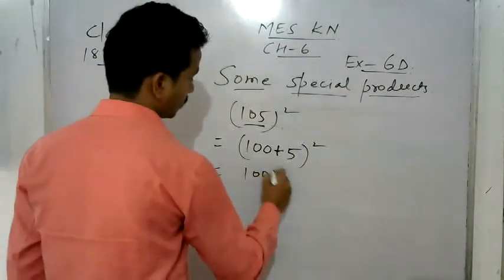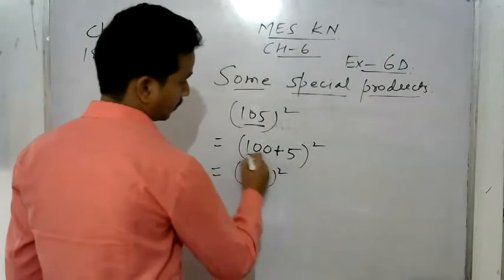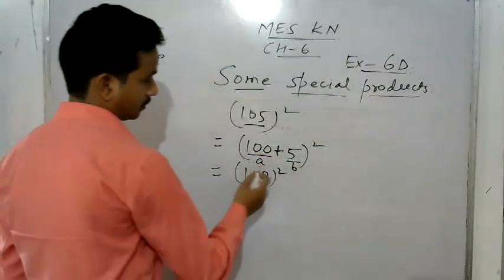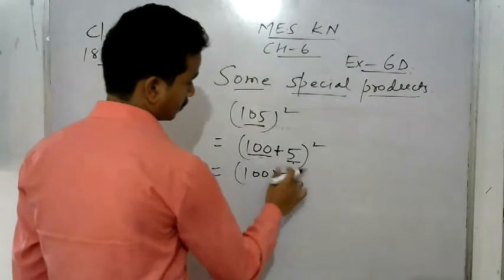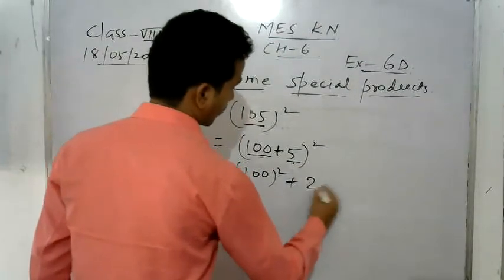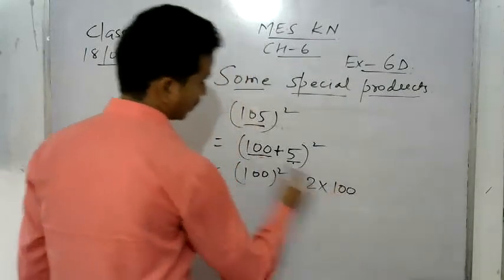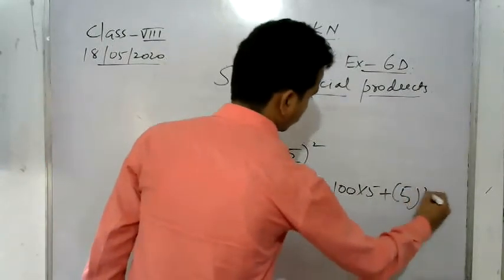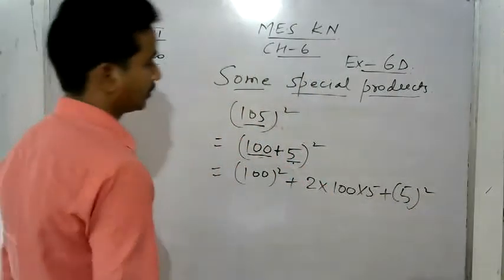What is (a plus b) whole square? It is a square plus 2ab plus b square. Here in place of a there is 100 and in place of b there is 5. So a square plus 2ab, that is 2 into 100 into 5, plus b square, which means 5 square. In this way you will solve it and you will get the answer.